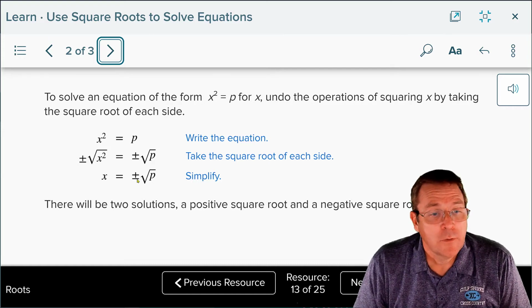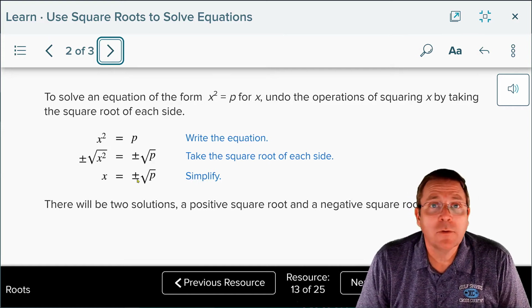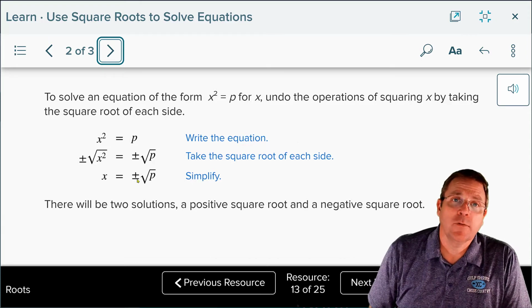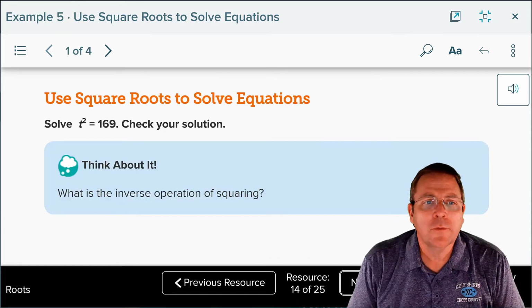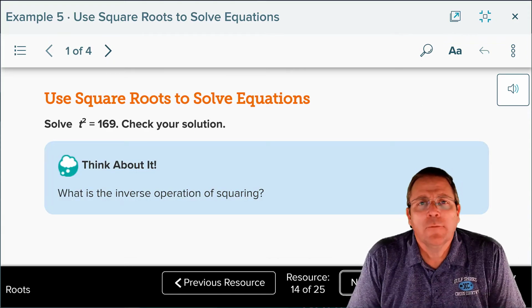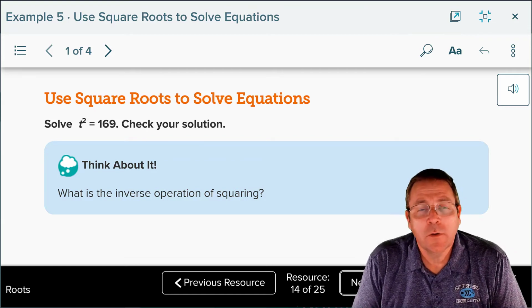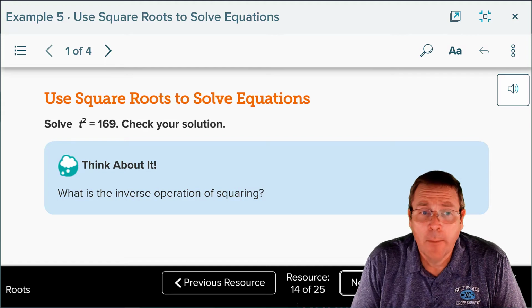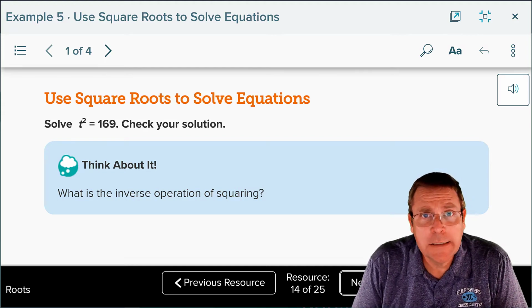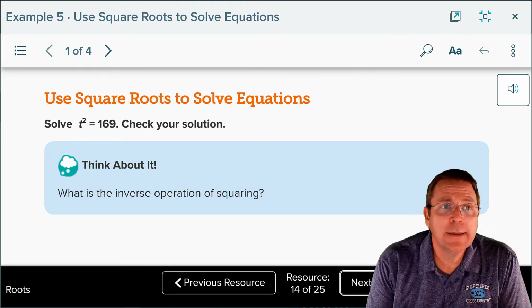It says there will be two solutions, a positive square root and a negative square root. So let's apply this to some actual numbers, and I think you're going to find it makes more sense. They want us to solve t squared is equal to 169. But we don't really care what t squared is. We want to know what t is.